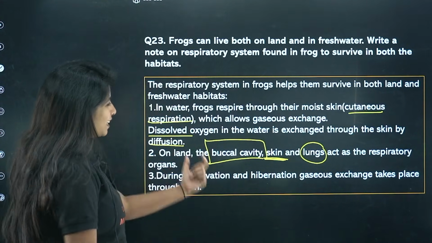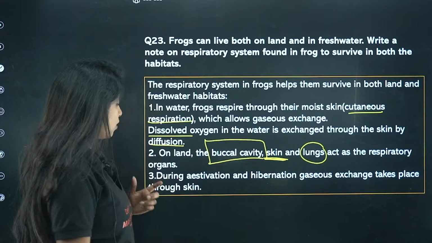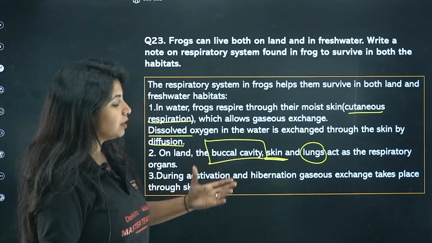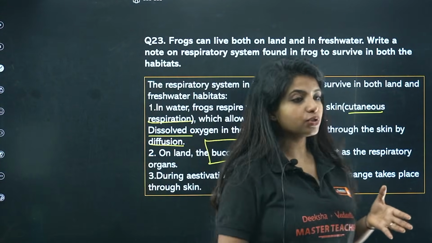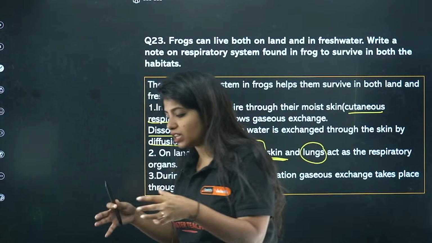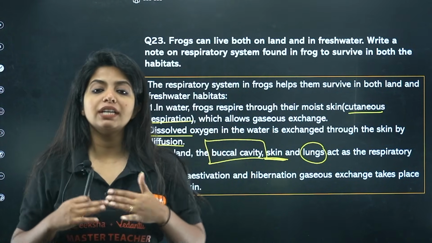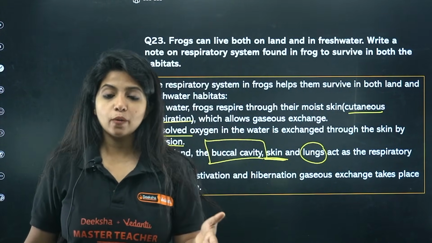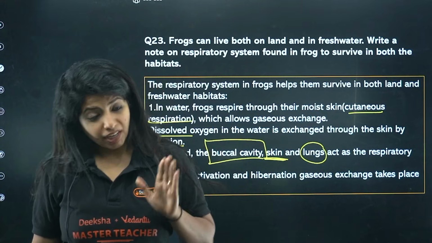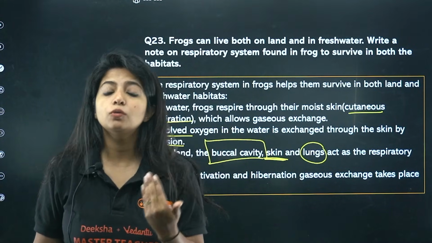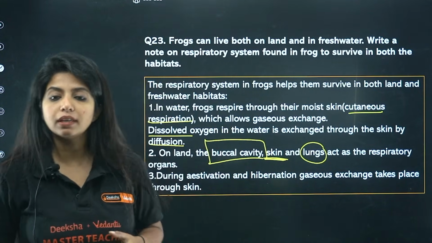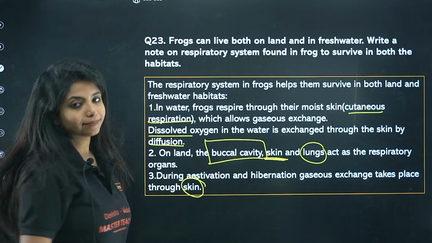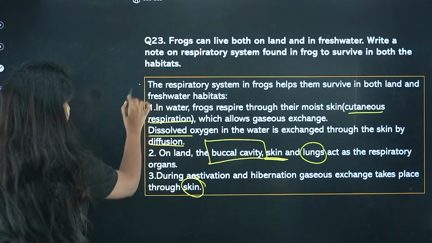So buccal cavity, skin and lungs are the respiratory organs. During aestivation and hibernation, what do you mean by that? Organisms go into a stage where the metabolic rate is very, very less, and that is known as aestivation and hibernation. At this particular point of time, their metabolic rate is less, but that does not mean they won't be breathing. They would be breathing, and that would be happening through the skin. So this is what there is in your NCERT.